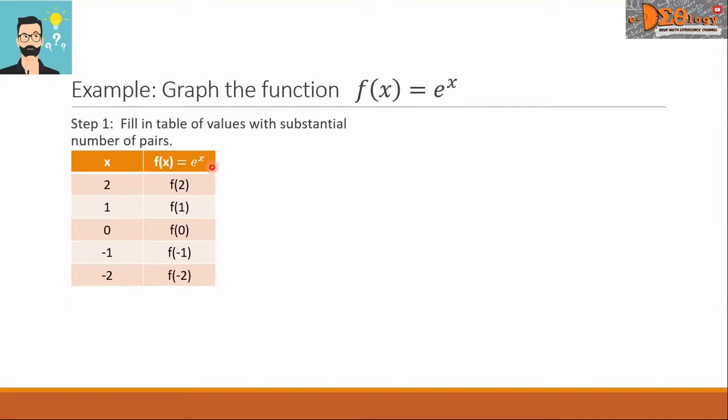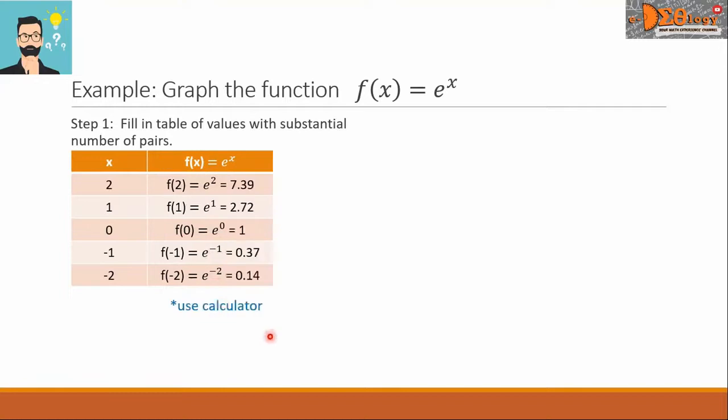It means to say, when we evaluate f of 2, we will have e squared. For f of 1, we will have e raised to 1. f of 0 equals e raised to 0. f of -1 equals e raised to -1. And f of -2 equals e raised to -2.